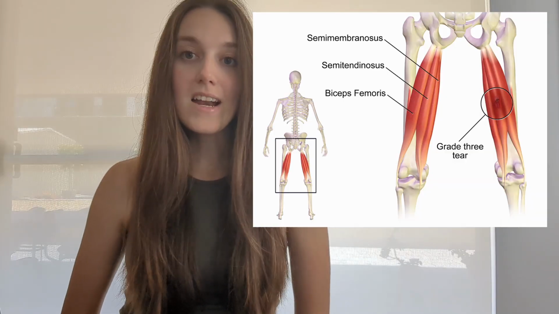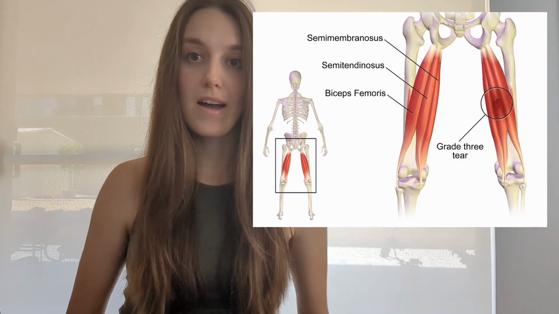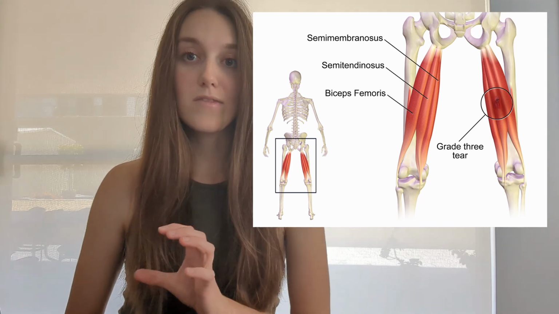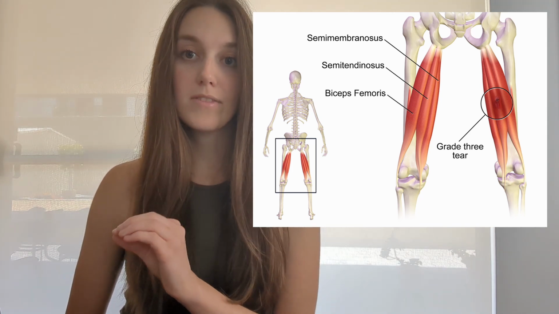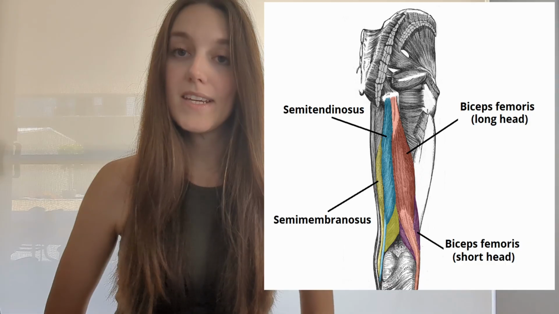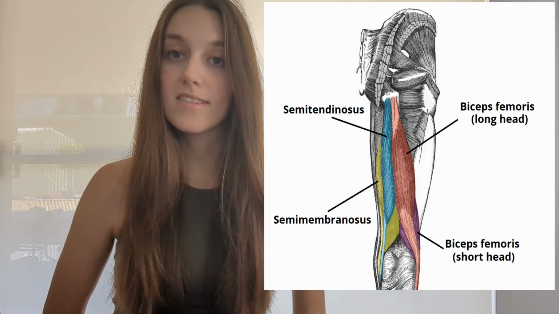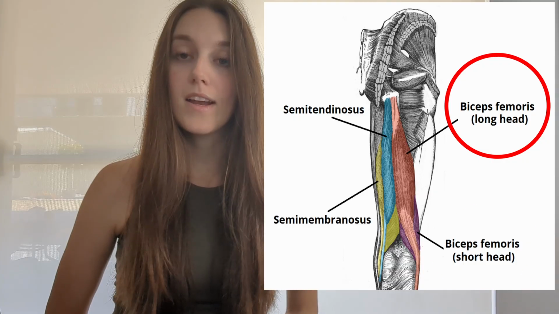If we check out the anatomy of your hamstrings, they're comprised of 3 muscles that are located at the back of your thigh. And they start and originate from your sit bone, which is what we call your ischial tuberosity, and they travel down your thigh and cross the knee, and each one will insert into a different spot. If we look at the biceps femoris muscle in particular, which is the muscle that Kevin sustained a high-grade tear in, it's made up of 2 heads. It's got your long head and your short head.